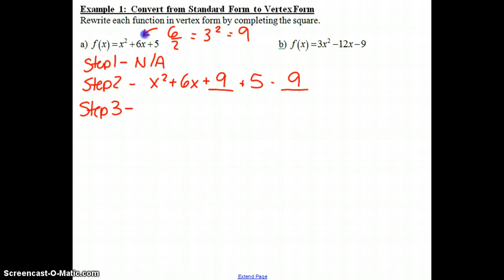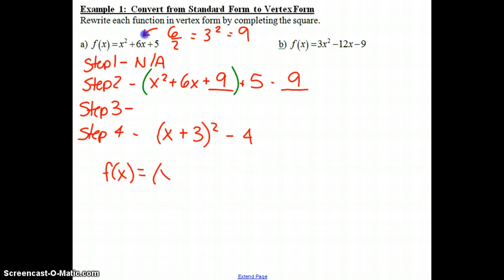Step 3 then, we're going to group the perfect trinomial square. So we're going to put brackets around just the square part. Now x squared plus 6x plus 9 can be simplified into (x plus 3) squared. And the plus 5 minus 9 can change to minus 4. So therefore, our f of x is the same as (x plus 3) squared minus 4, which is in vertex graphing form.